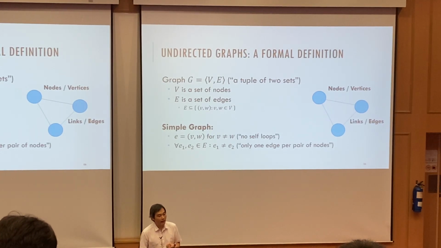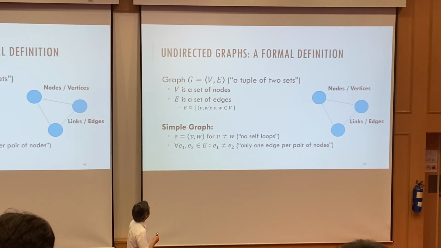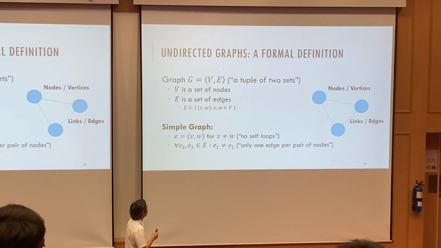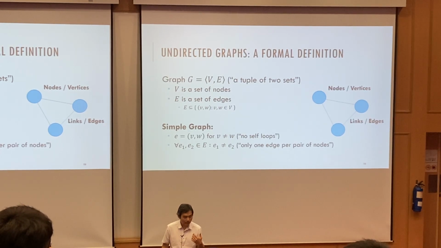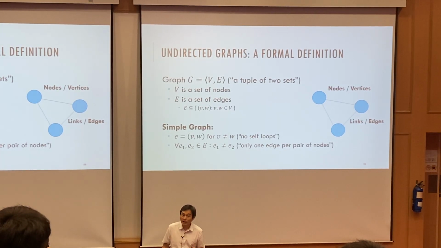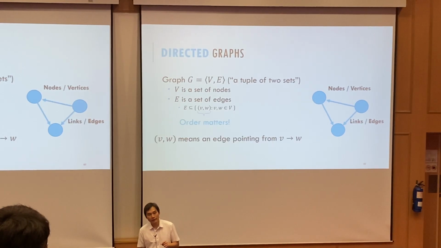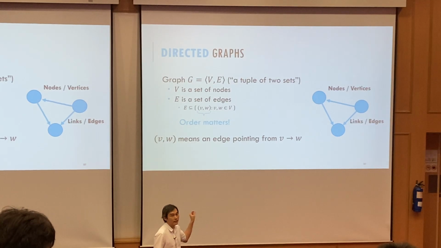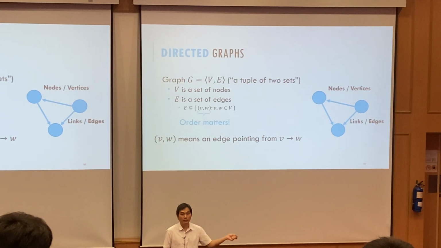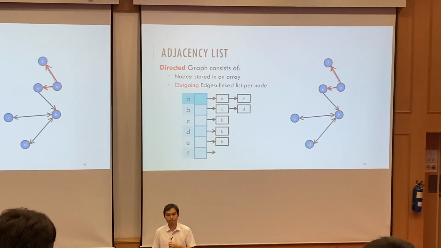So the formal definition for undirected graphs is simple. We just have two sets, one containing your vertices or nodes, and one containing your edges. Okay. And remember that we typically work with simple graphs, so there are no self-loops, and there is only one edge per pair of nodes. Okay, so this is what you typically work with. Directed graphs are a little bit different. In directed graphs, the order matters. Okay, it's from one node, in this case from V to W, and not from W to V. Right, so the order matters.